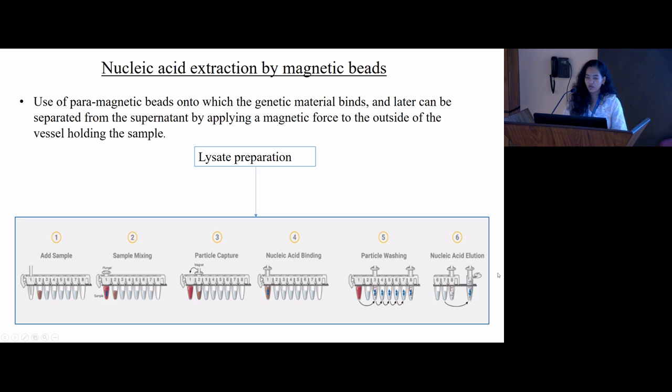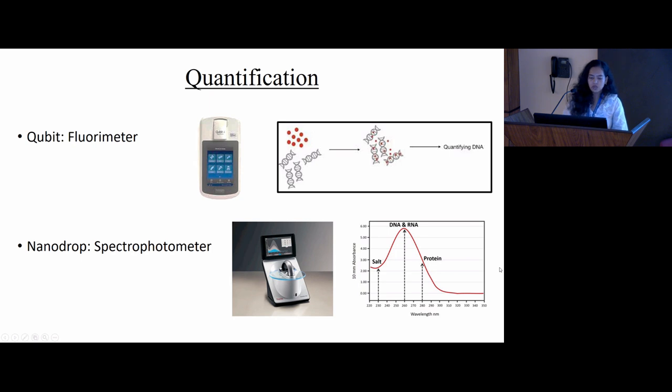Next is quantification. In an NGS laboratory, your sure shot quantification technique is to use a Qubit, which is a fluorimeter. Nanodrop is generally not recommended for quantification as it is not reliable, but you can use it to check for protein contamination in the sample.